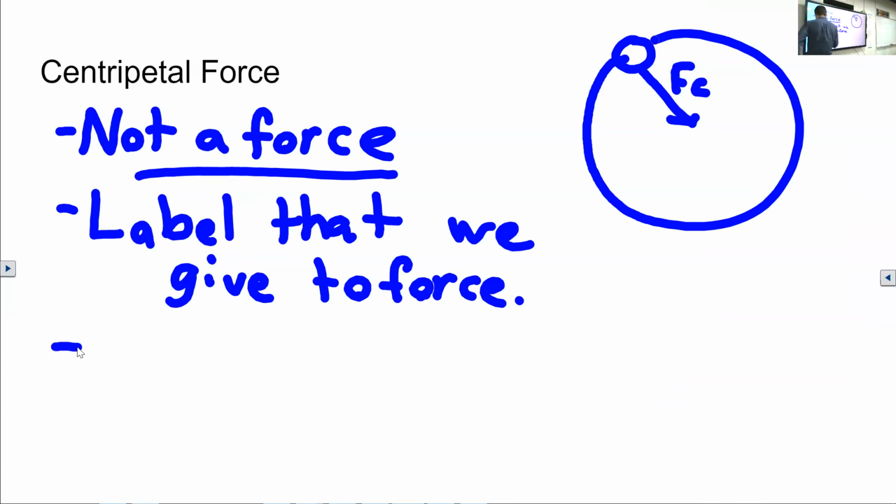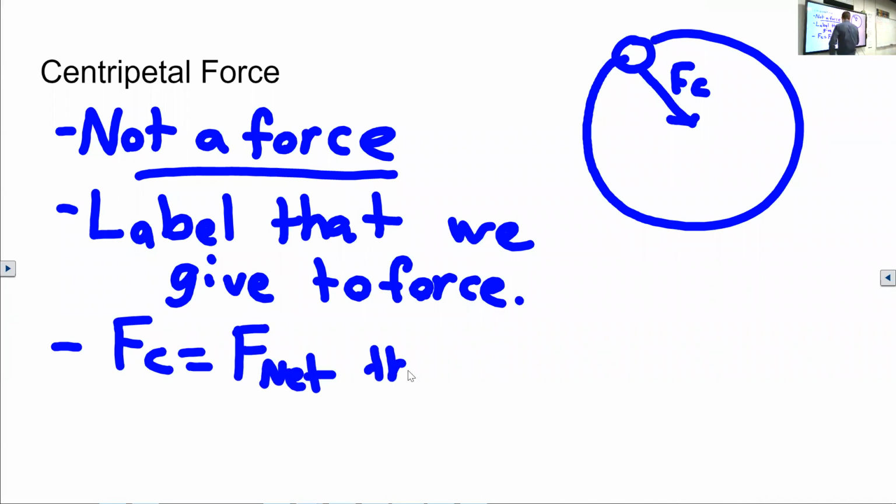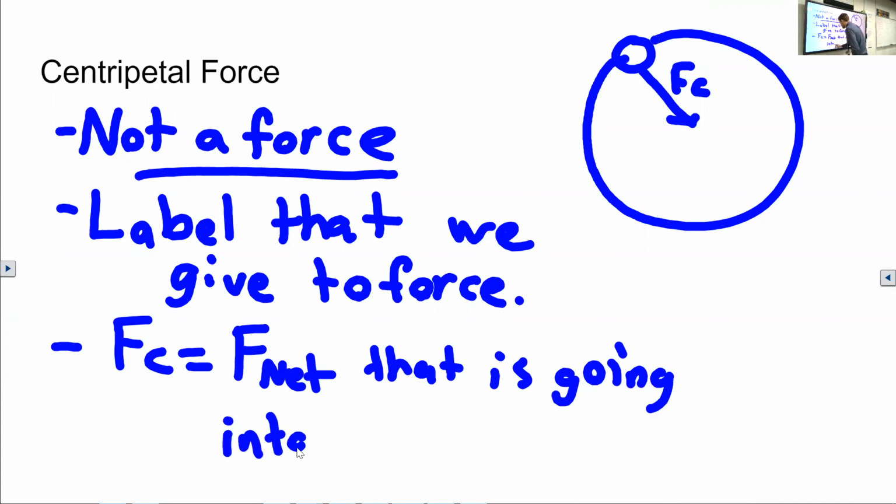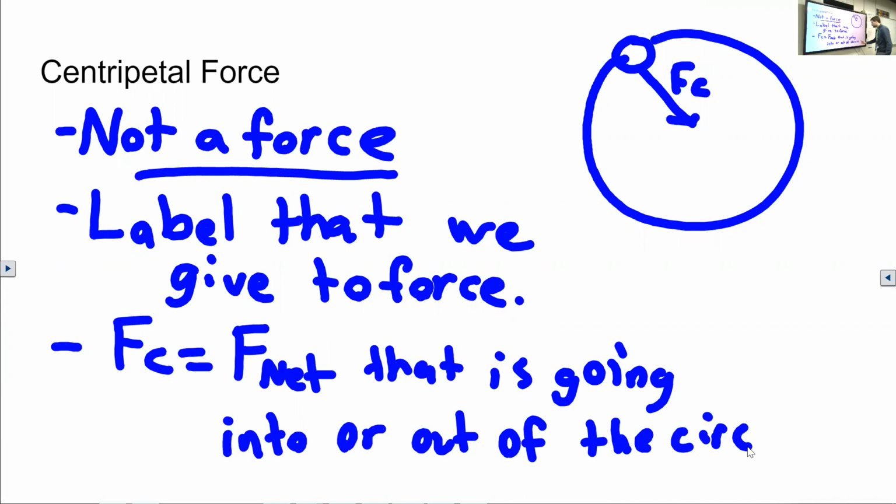And you calculate it by this. Centripetal force is equal to the net force going into or out of the circle. Okay, so that's the main idea, that you don't add up all of the forces on an object. Centripetal force does not always equal the net force on an object.